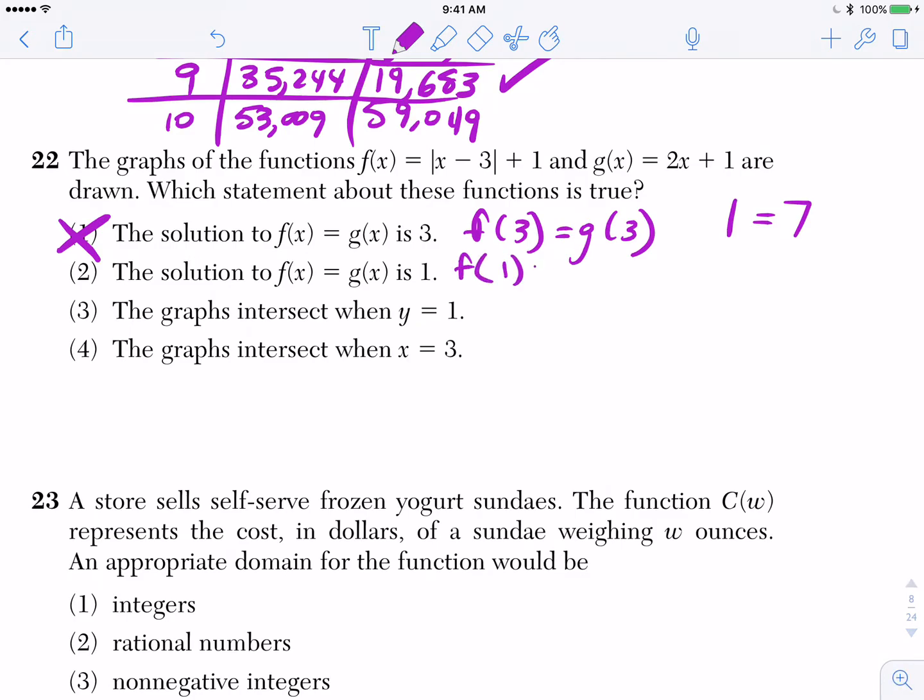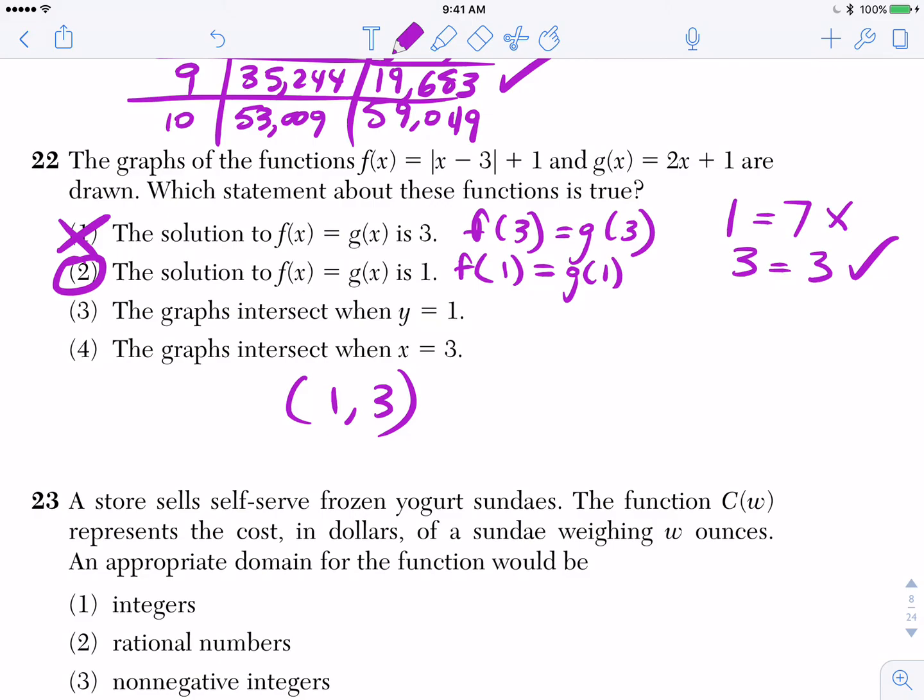For choice 2, if we plug in a 1 for g of x, we'll get 2 times 1 plus 1 is 3. For f of x, if we plug in a 1, we'll get 1 minus 3. That's negative 2. The absolute value of that is 2. And 2 plus 1 is 3. This leads to a true statement, which means choice 2 is our actual answer. It looks like they intersect at 1, 3.